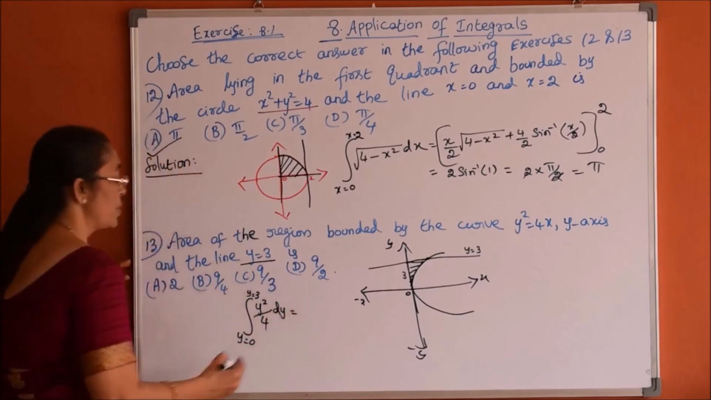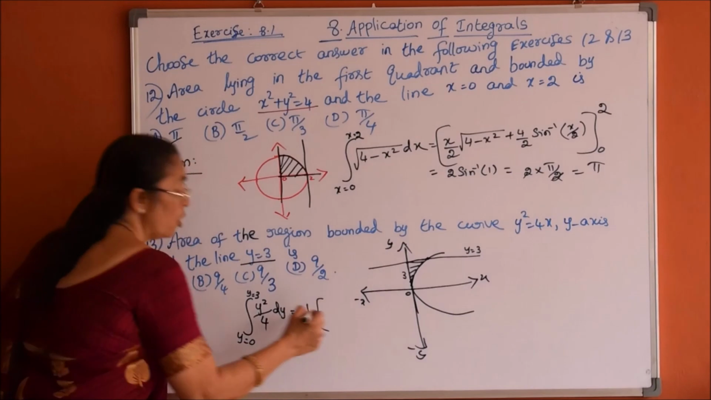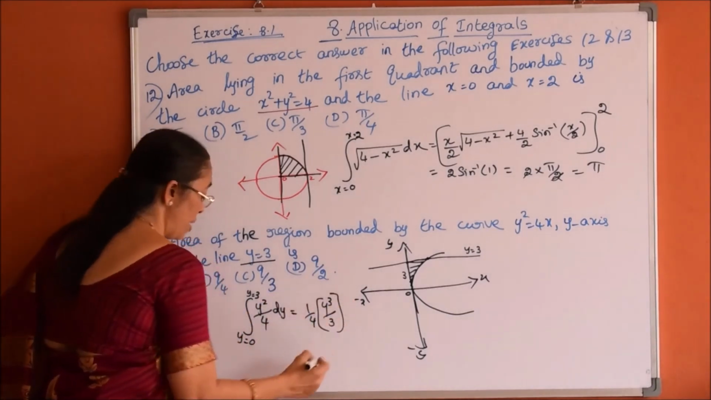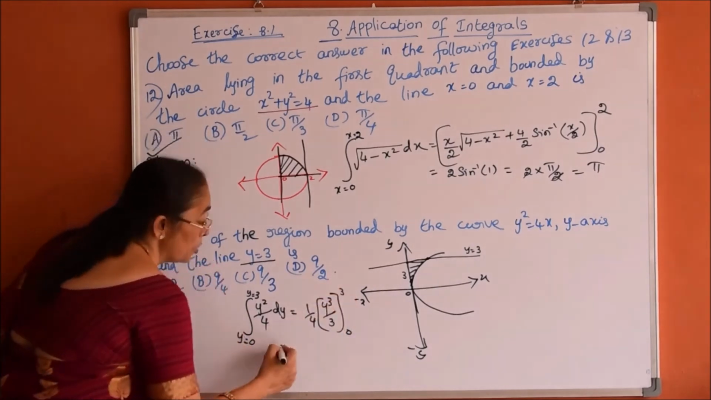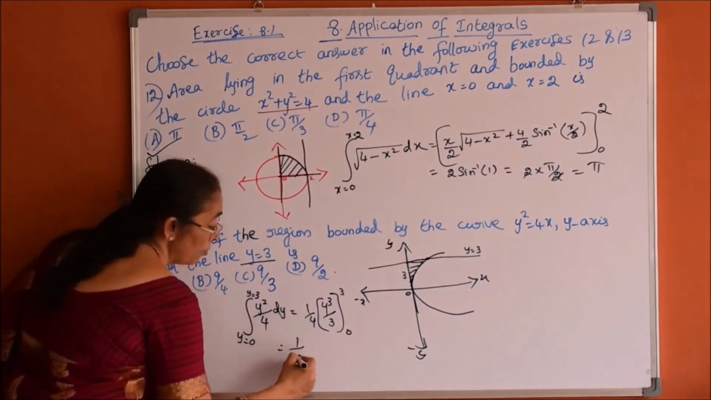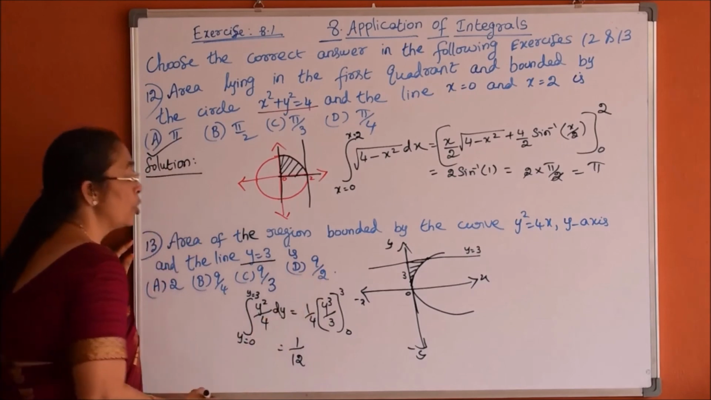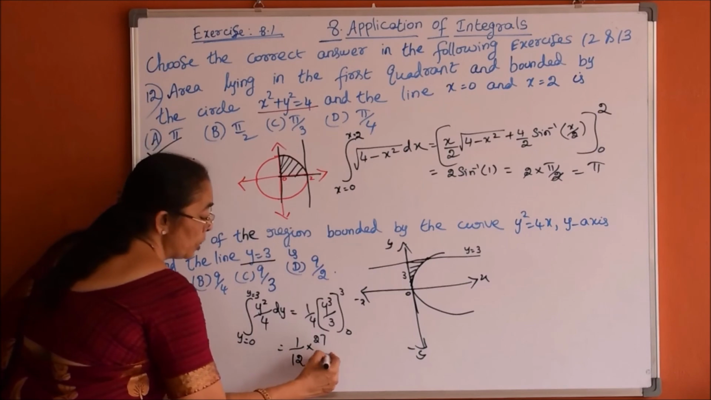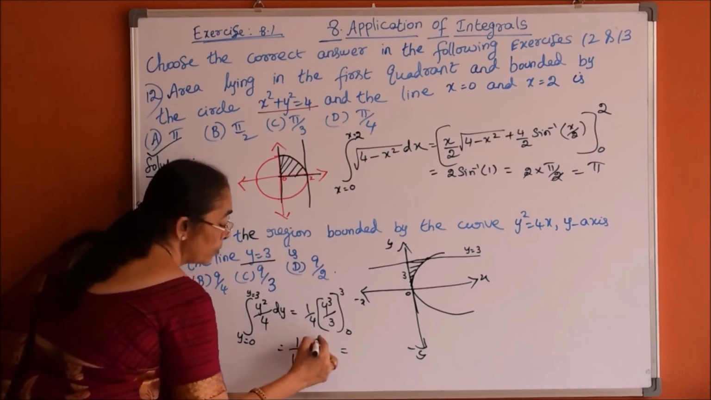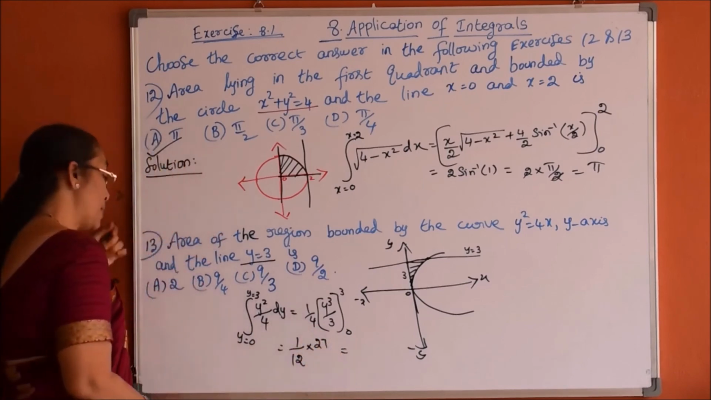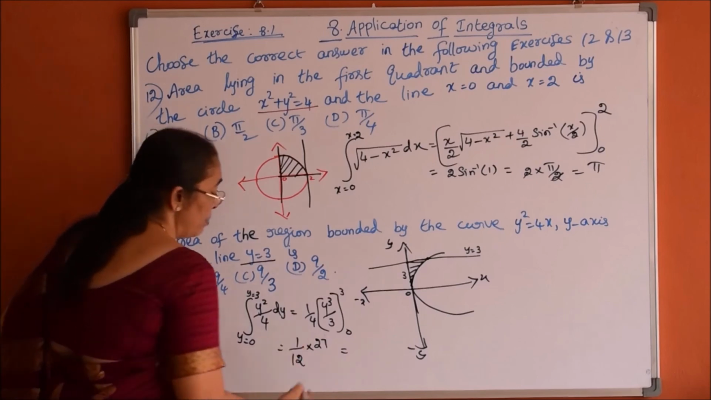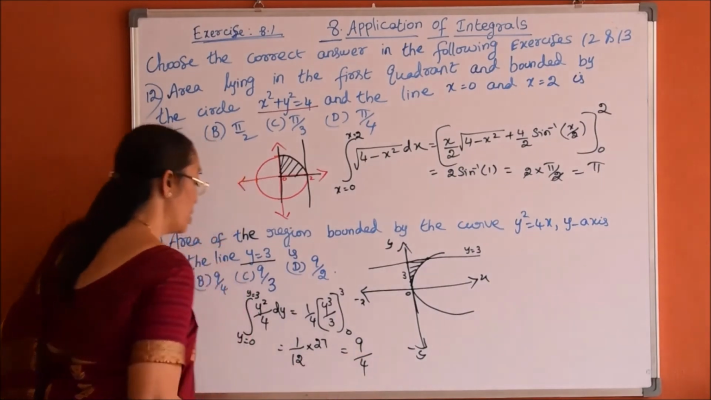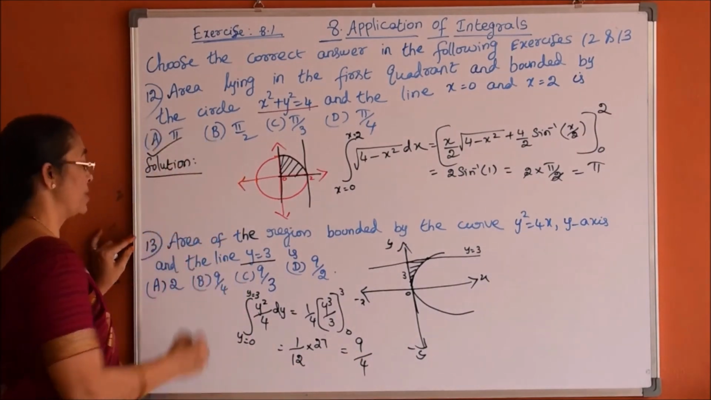So, this is equal to 1 by 4 into y square integration is y cube by 3 and the limits are from 0 to 3. So, 1 by 12, upper limit is 3 cube is 27, lower limit is 0. So, 27 by 12. So, we can cancel with 3 table. So, 9 and here this is 4. So, 9 by 4 square units, option B.